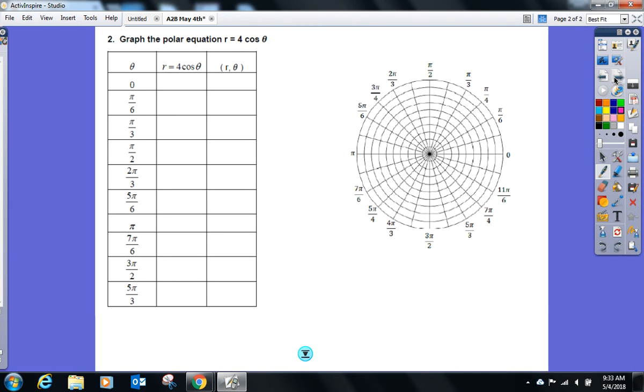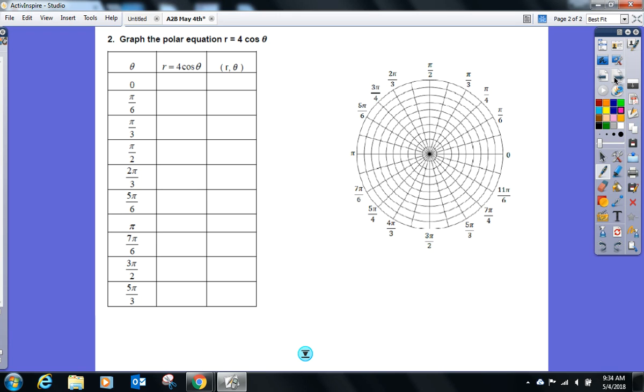Lucky for you guys, I'll always set up the table for you. I will give you the theta. You guys are in charge of finding what the r value is. Here's the thing that's going to drive me nuts: decide what mode you want to be in. Are you going to stick with radian mode, or are you going to convert it to degrees in your calculator? Make a decision before you start typing into your calculator.